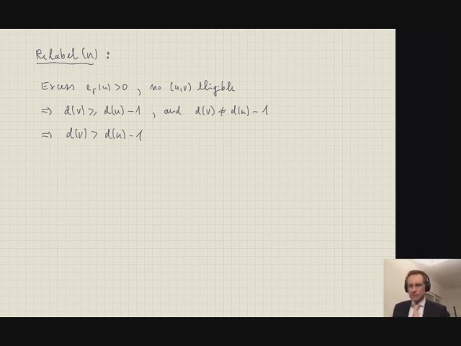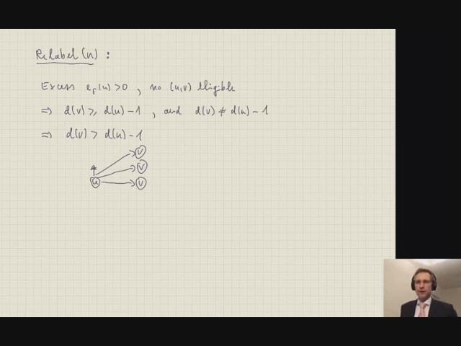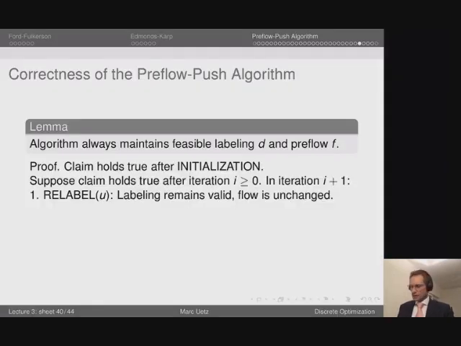Okay, so that means the situation looks as follows. We have U here. The label of V could, for instance, be equal to the label of U, still fulfilling this inequality, but it could also be larger, right? All these would be possible options. And in all these situations, it's totally okay and maintains a feasible labeling if we increase the label of U by 1 unit. So the relabel operation maintains feasibility of the labeling. So we are fine with the relabel operation.